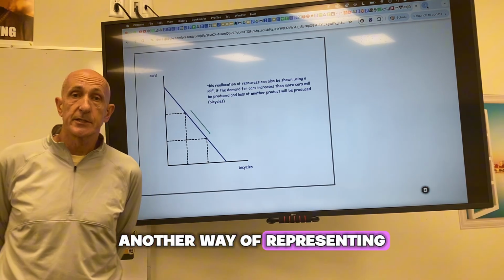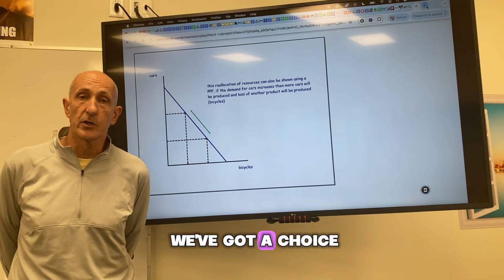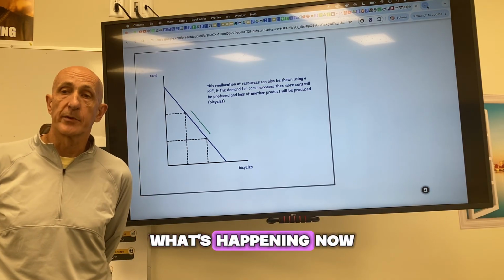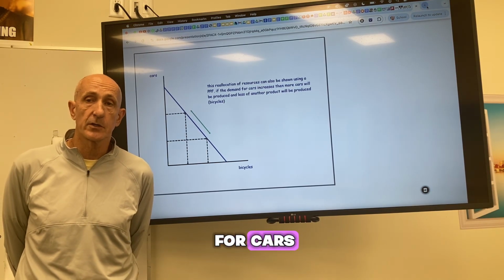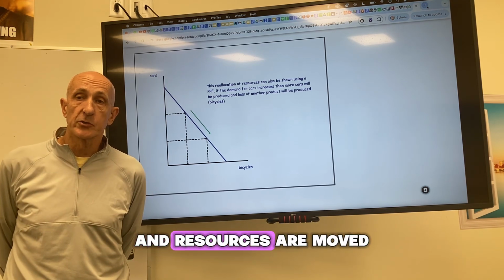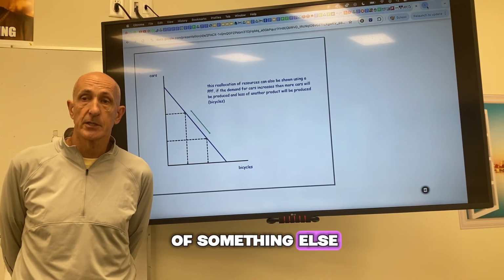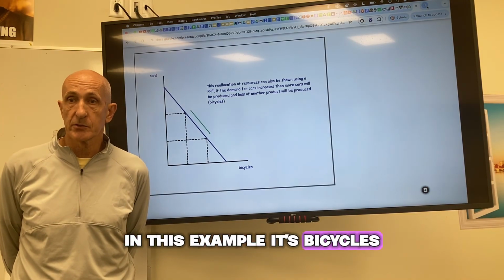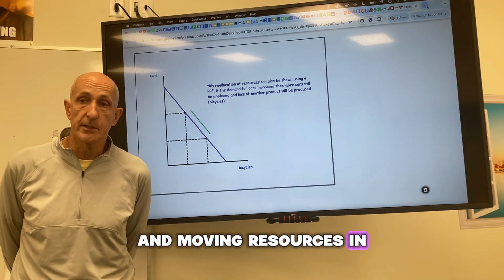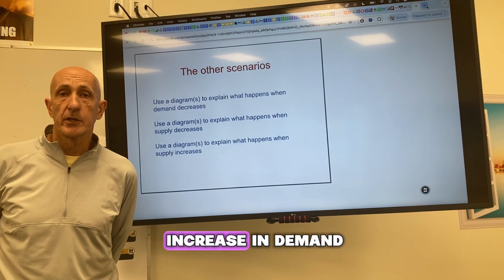Another way of representing it is on a simple production possibility curve. So, where we've got a choice we can make, in this case, cars or bicycles. What's happening now with the increased demand for cars is that we start producing more cars, and resources are moved into cars and they're moved out of something else. In this example, it's bicycles, so the opportunity cost of making more cars and moving resources in is that fewer bicycles are made. So that's a situation where we've got an increase in demand.